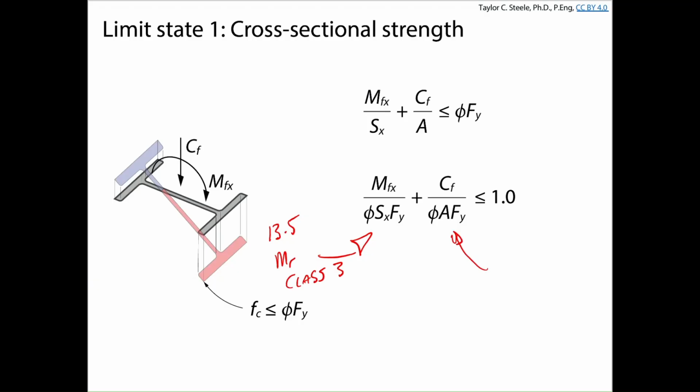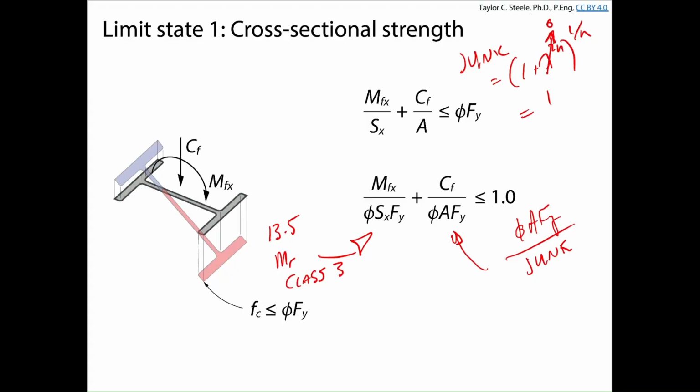But when we write Cr, usually we have phi A Fy divided by some junk in the denominator. And if we have a really, really short column, let's just assume that it's short and buckling is not an issue, then all the junk basically just turns into 1. The junk in the denominator is (1 plus lambda to the 2n) all to the 1 over n. If lambda is really small, it means the column's really short, and so lambda becomes 0, and this becomes 1.